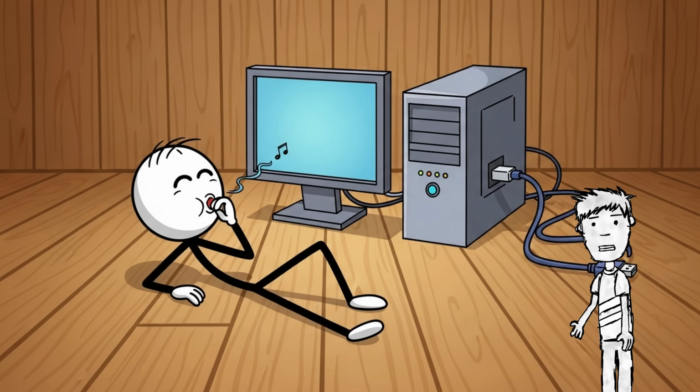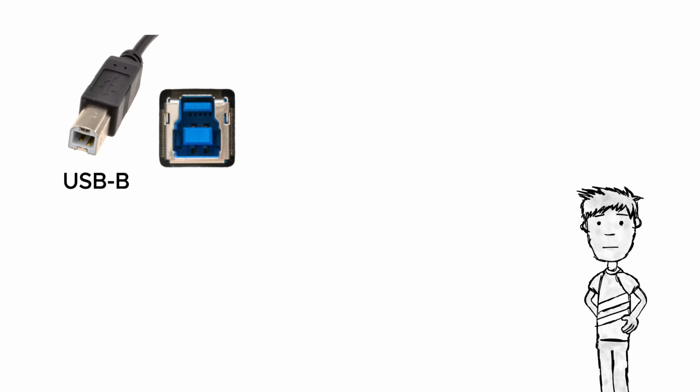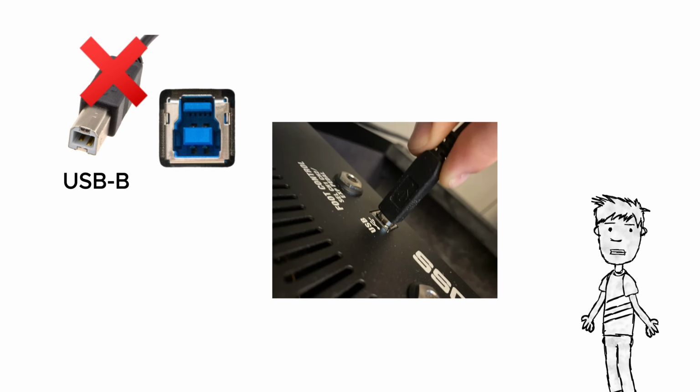USB-B is the chunky, squarish plug with slanted corners. You'll see this guy on devices that don't move much, like printers and older external hard drives. It's a tough connector, but not a pretty one.